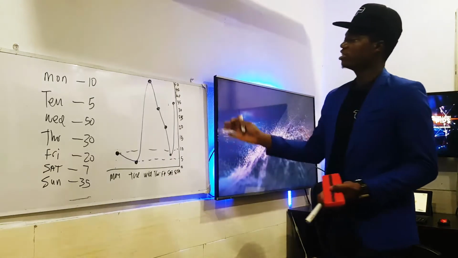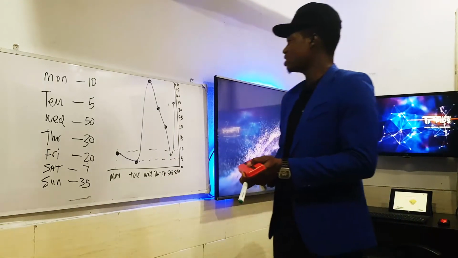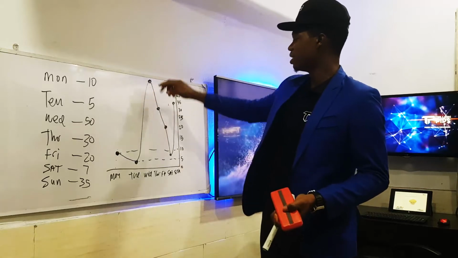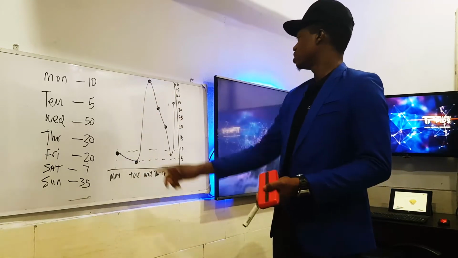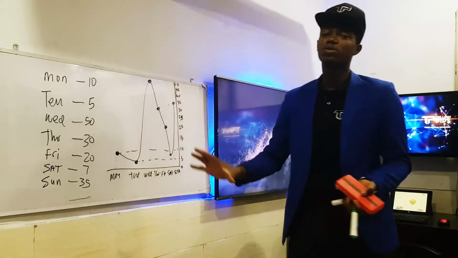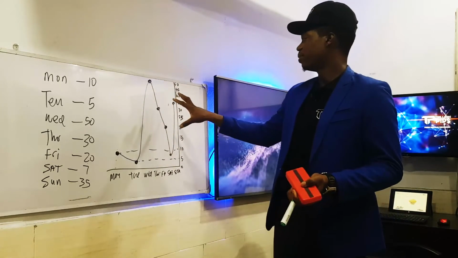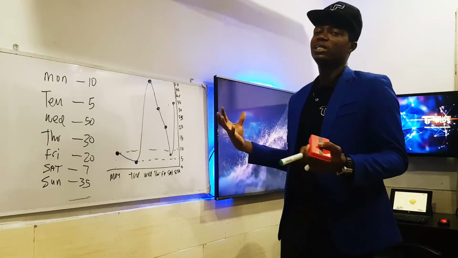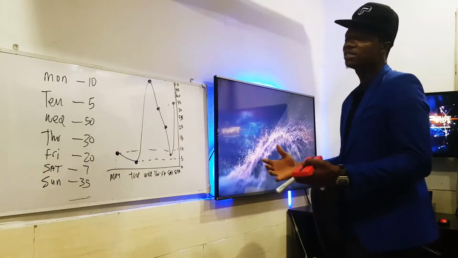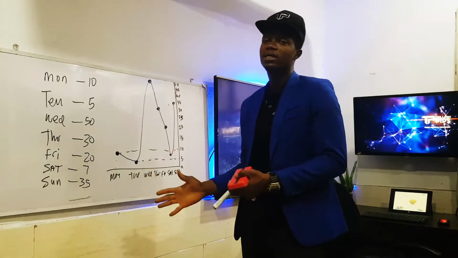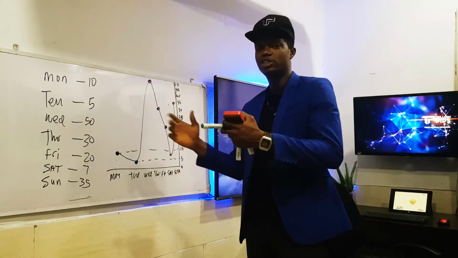All right, now looking at this chart, you can easily see that the highest price reached was 50, and the lowest price was $5 on a Tuesday. So this chart now helps you look at this data more usefully, or it gives you more information easily at a glance. Now let's look at how to represent this same information using the bar chart.